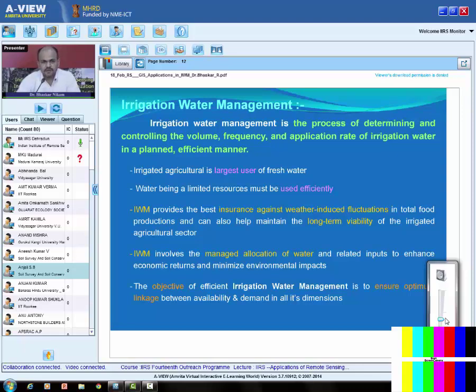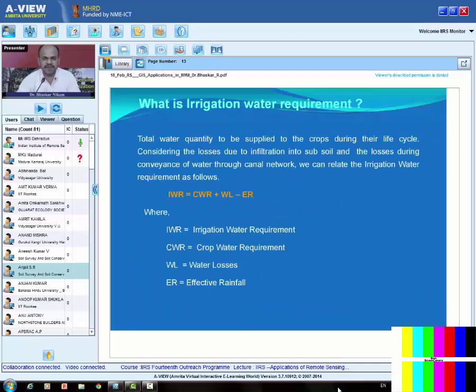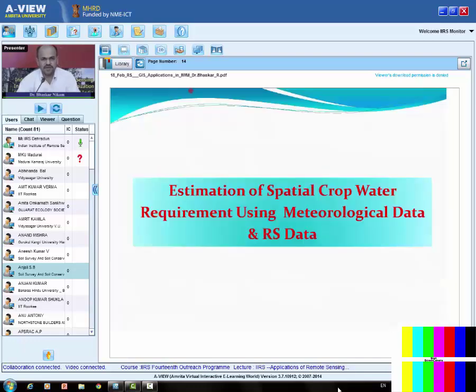In other words, irrigation water management is the process of determining and controlling the volume, frequency and application rate of irrigation water in a planned and efficient manner. To start with, we need to know how much irrigation water we require, so we need to quantify the crop water requirement. The irrigation water requirement will be the crop water requirement plus water losses minus the effective rainfall. So we have to calculate the crop water requirement, calculate the water losses, and then we can know the irrigation water requirement.